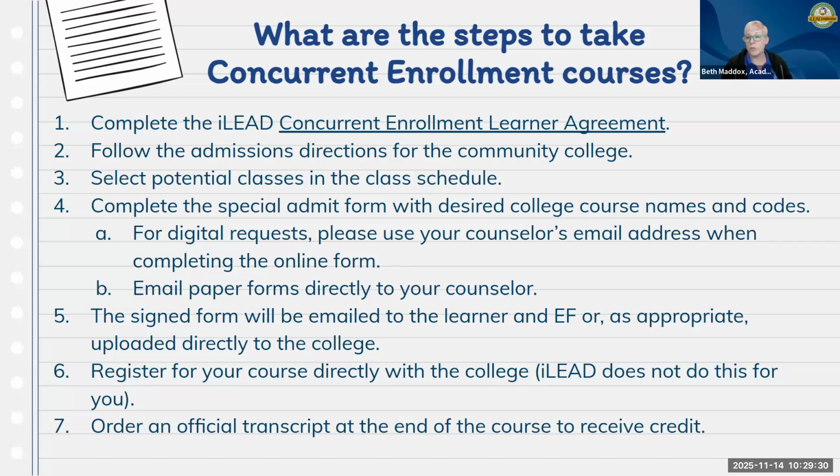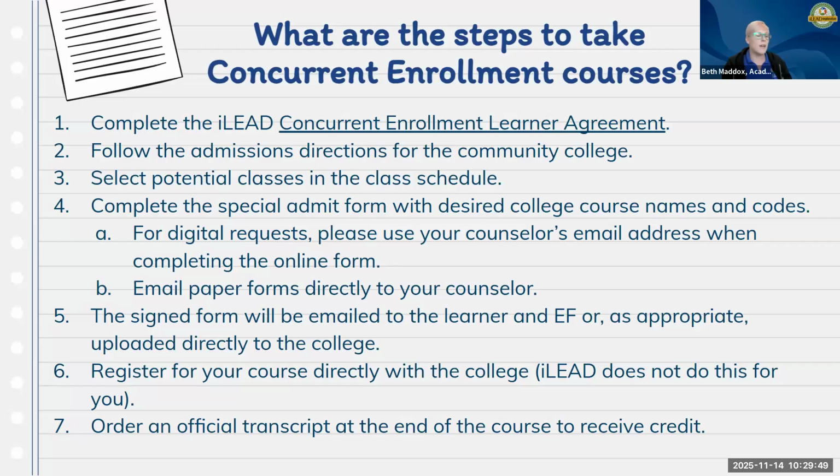Once that's processed and you get word from the college, hey, you're ready to register, you're going to register for your courses directly with the college. iLEAD does not do this for you, so we're kind of hands off on that process for concurrent enrollment. We're going to approve what classes you're allowed to sign up for, and then you are going to actually need to go in and register for those classes.